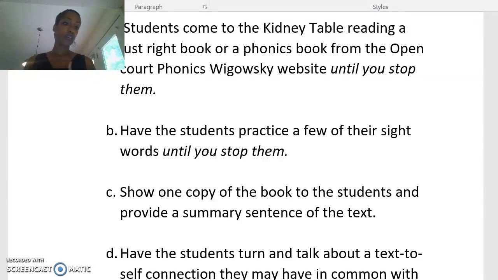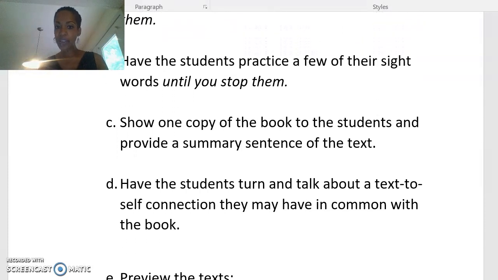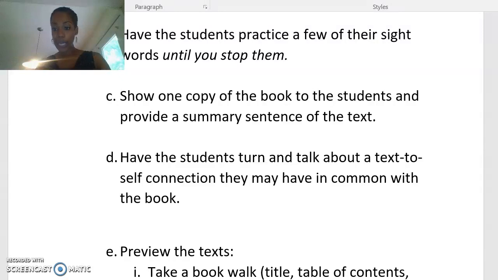Trust me, you will love this method because by the end of the year, they will know all of their sight words, maybe even before the end of the year. So now that they're practicing their reading, you stop them and say, okay, boys and girls, please stop reading your Just Right book or your phonics book, and you will see your flashcards are in front of you. Please read those flashcards over and over again until I stop you. And then that gives you a few more minutes to breathe and make sure everything is together.